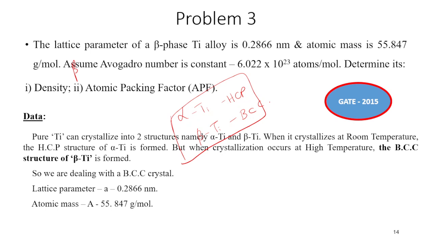This is a small science. Pure titanium can crystallize into either alpha or beta. At room temperature, alpha is the HCP structure, but when crystallization occurs at high temperature, it is the BCC structure. So in our case, we put beta titanium, and beta titanium is BCC. So we are dealing with the BCC crystal, and the lattice parameter and atomic mass are already given.